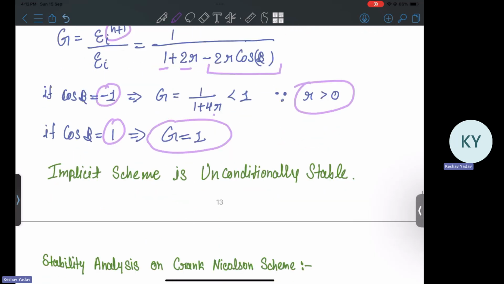Okay. Means what? This implicit scheme is unconditionally stable. Means it will always be stable. So we do not bother about the value of r. In the explicit scheme, we have seen it is conditionally stable. It will be stable only and only when r is less than or equal to 1/2.